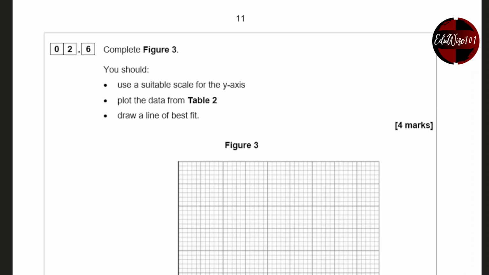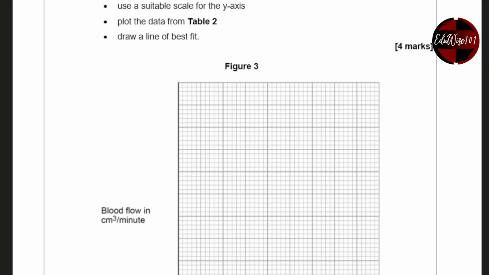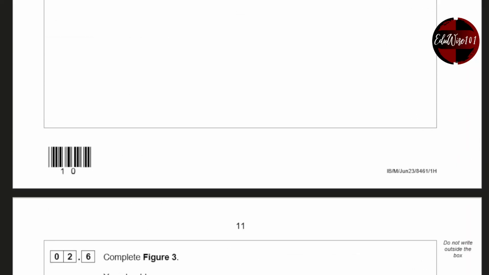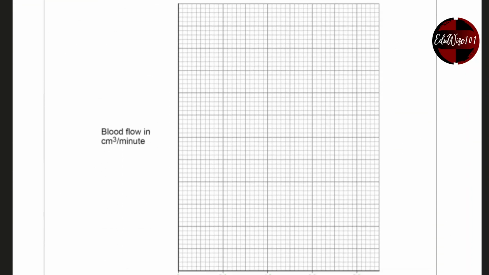Complete figure 3. You are asked to draw a graph. Use a suitable scale for the y-axis, plot the data, draw a line of best fit. So the blood flow is maximum, going up to 80. So you have split it 1, 2, 3, 4. If you go up to 80, or the percentage is going up to 80, sorry, that's already marked, and you need to go up to 100 in terms of the blood flow.